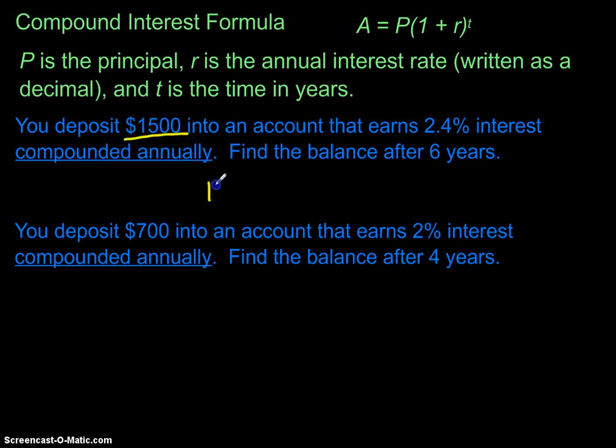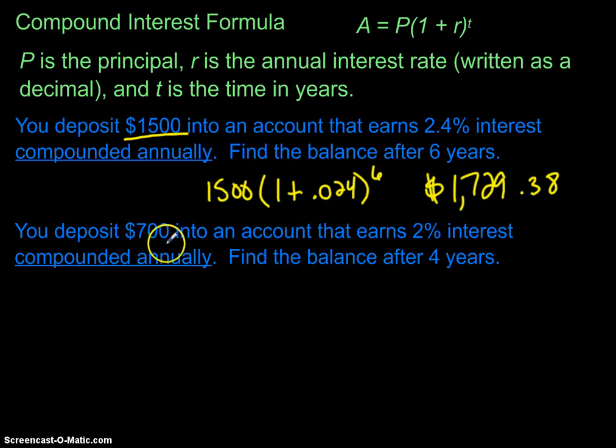The principal is $1,500. 1 plus, what's the rate? 0.024. The time is 6 years. That's the exponent. So the way I have to do this with my calculator, I have to add these two. Okay, I'm adding these two numbers. I'm going to raise it to the 6th power and then multiply it by 1,500. So I get 1.024. I raise it to the 6th power with my exponent button. I hit equals. That gives me 1.1529 blah, blah, blah. I'm going to multiply that by 1,500, and I get 1729.